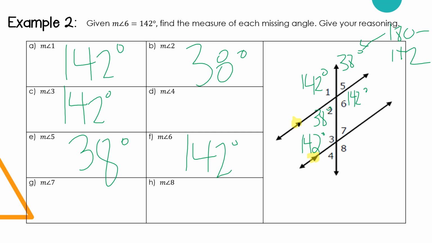For 7, you could use a linear pair to angle 3. You could use a corresponding angle with angle 5. You could use an alternate interior angle with angle 2, or you could use a same side interior angle with angle 6. However you look at it, you're going to find that the measure of angle 7 will be 38 degrees.